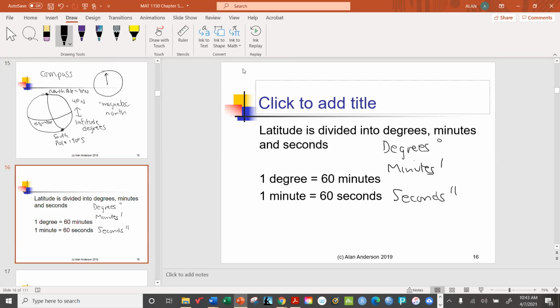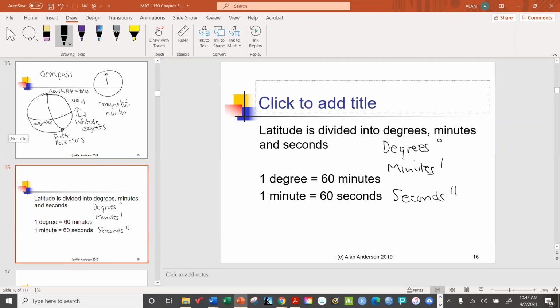So if you're a navigator, if you're on a ship out in the middle of the ocean, you need to know this stuff like the back of your hand. Okay, you need to know precisely where you are. And since you're out in the middle of the water, you're not going by normal mileage, you're going by degrees, minutes, and seconds relative to the equator.